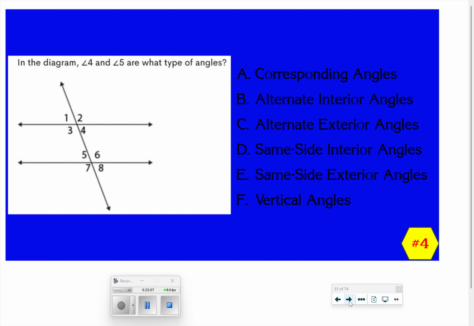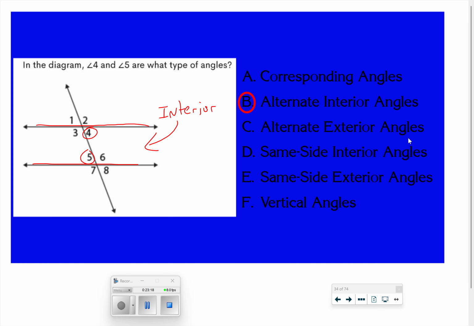All right, in the diagram, angle 4 and angle 5 is what type of angles? They're going to be alternate interior angles. They're going to go across the transversal, and they're both going to be inside.